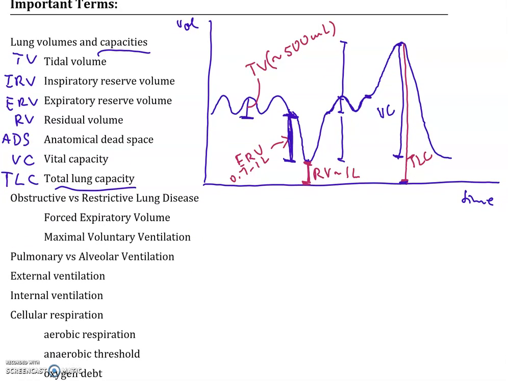Next thing is obstructive versus restrictive lung disease. Obstructive lung disease means that there's something obstructing the flow of air in and out of your lungs. A good example would be asthma. There you have inflammatory processes going on in the lungs, and sometimes people have allergic reactions, or it's just some inflammation in the airways. And so that will narrow the airways. It will obstruct the flow of air in and out of the lungs. And therefore, it will take people longer to exhale mostly.